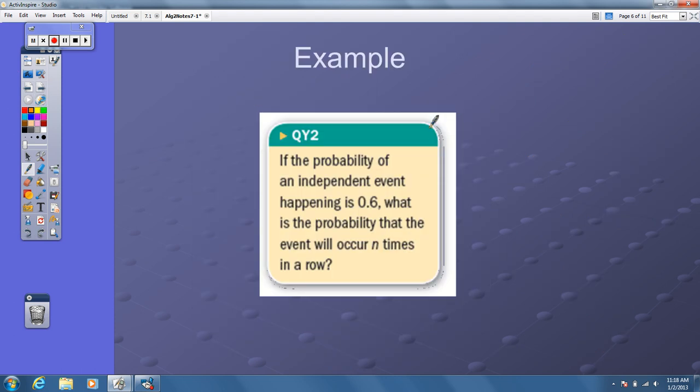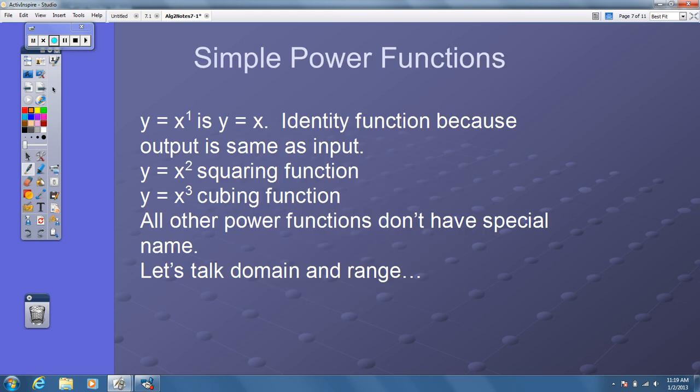If the probability of an event is 0.6, what is the probability that it will happen n times in a row? Well, that will be 0.6 to the nth power. Okay, simple power functions, these are things you should know.